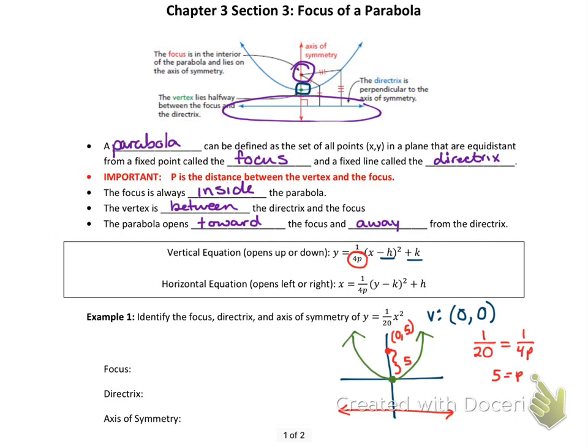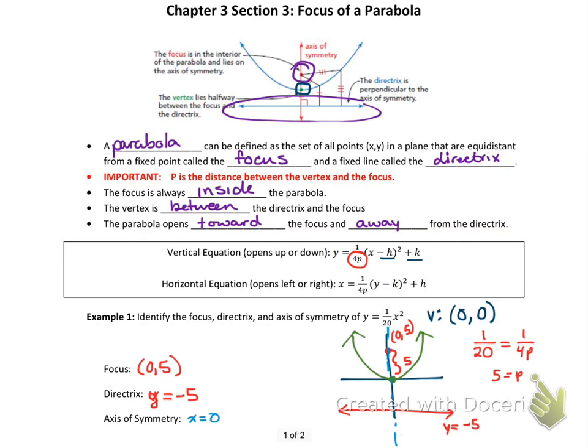And if it's 5 up to get to the vertex, it has to be the same distance to get to the directrix. So this is also 5, but it's going to be negative 5 because it's below the x-axis. And it's y equals negative 5 because it's a line. So to answer these questions, the focus is 0, 5. The directrix is y equals negative 5. And then the axis of symmetry is the line that cuts it in half, which we've been doing, right? It's this line right here. It cuts the parabola in half. So that's x equals 0.